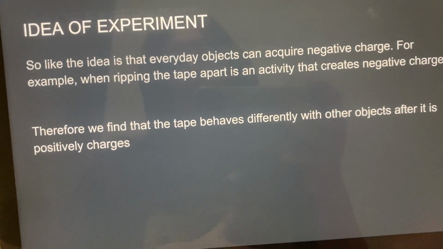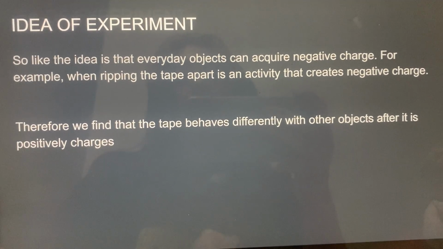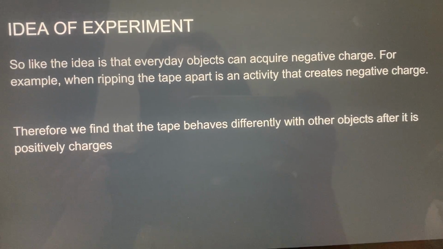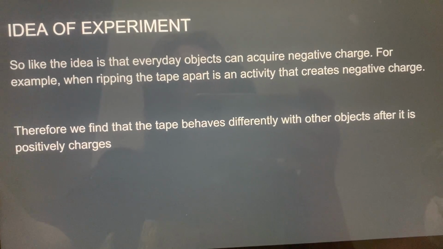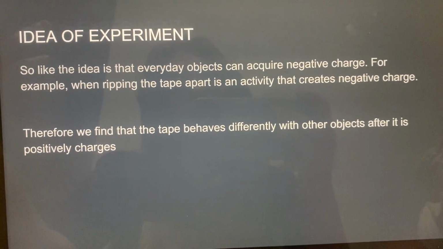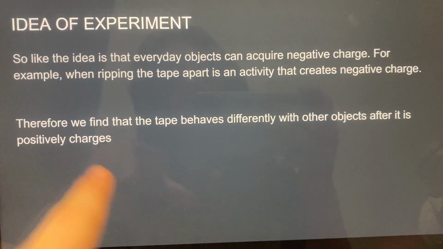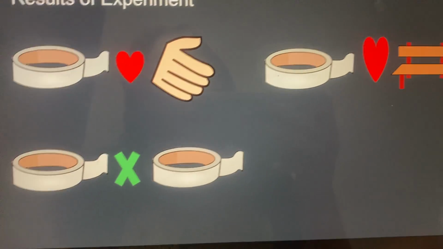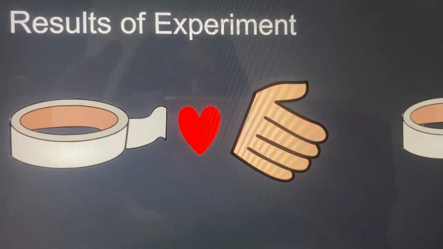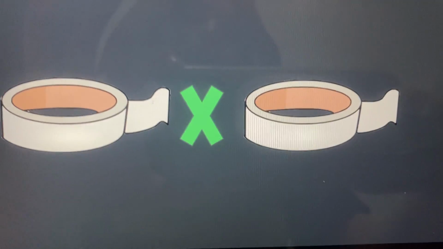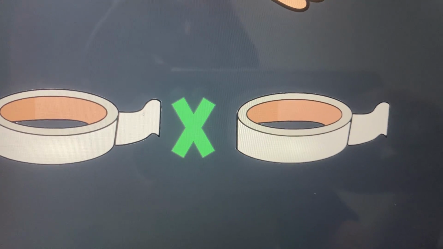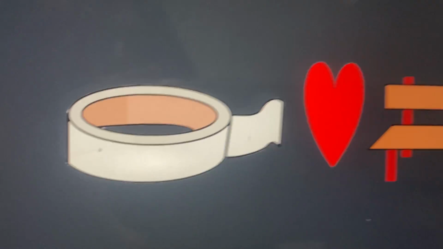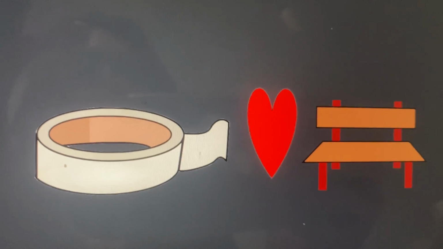In this experiment, we're looking at tape being ripped apart from one another to create this negative charge. Therefore, we're going to find that tape behaves differently with different objects after it is negatively charged. The results of this experiment are that we had the negatively charged tape in hand. Two negatively charged tapes were not attracted to each other, they were repelled. And when we held the tape up to a bench, it was attracted.